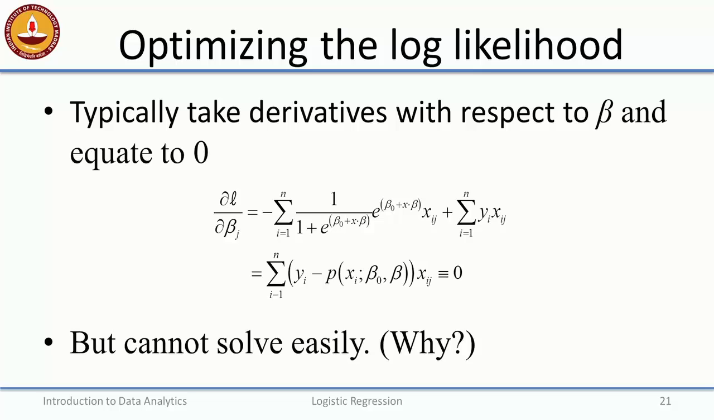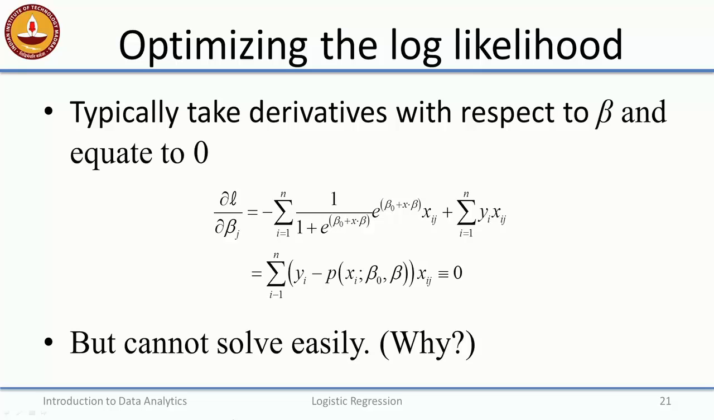But we really cannot solve this that easily. Why? Because p(x_i) is actually a transcendental function. So, it is not very easy to find a closed form solution for these kinds of expressions. So, we have to actually look at numerical methods for solving these kinds of optimization problems, and we essentially look at a class of algorithms which are known as interior point methods.